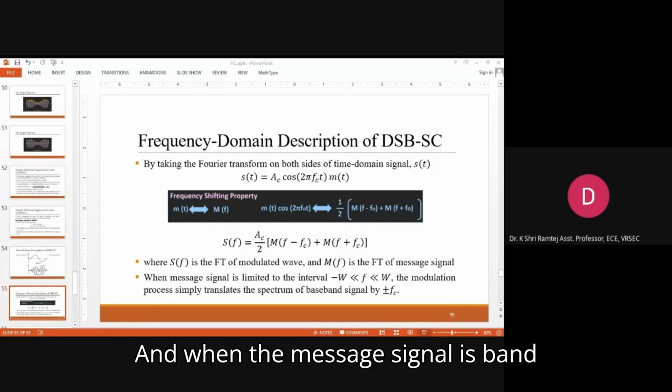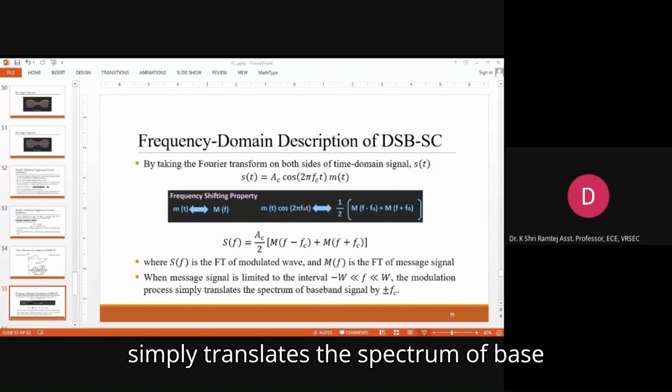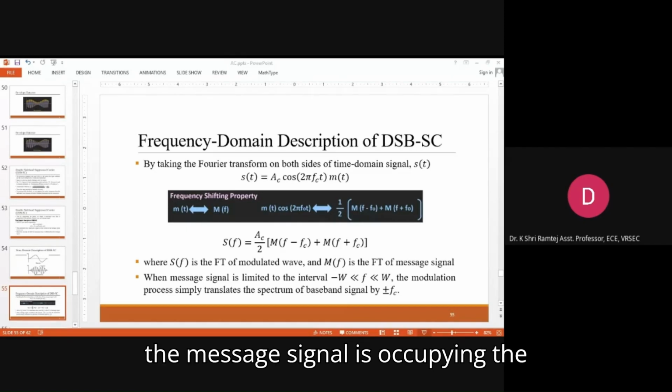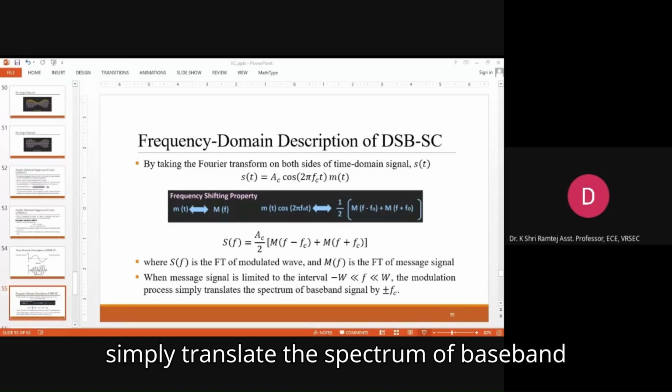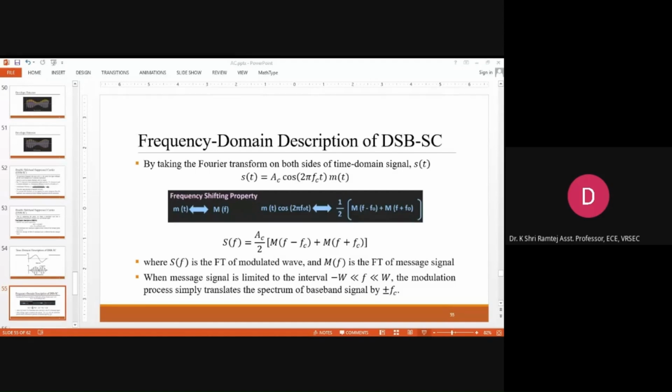And when the message signal is band limited to the interval minus W to W, then the modulation process simply translates the spectrum of the baseband signal by plus or minus f_c. So if the message signal is occupying the frequency band from minus W to W, this DSB-SC modulation will simply translate the spectrum of the baseband signal, that is M of f, by plus or minus f_c.